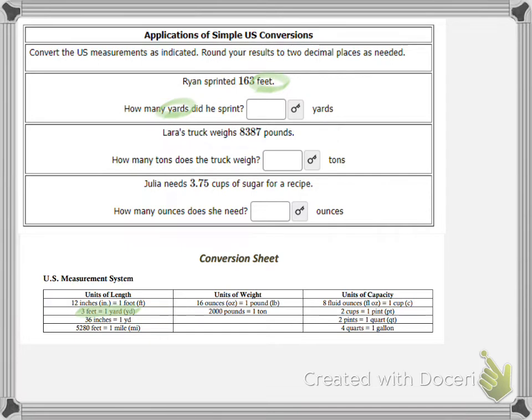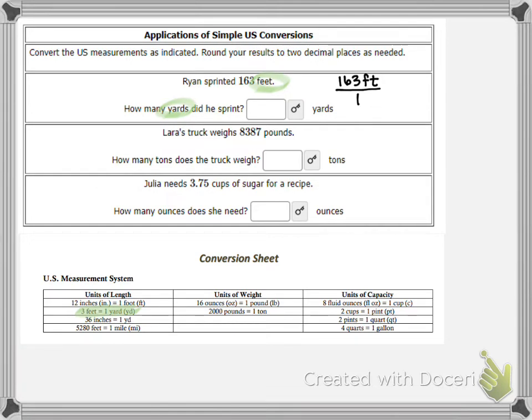So the way you set these problems up is you start with a unit fraction of the original measurement. So I'm starting with 163 feet. So I'm going to write 163 feet over 1. So that's a unit fraction. It's the measurement I'm given, 163 feet, written over the denominator 1.